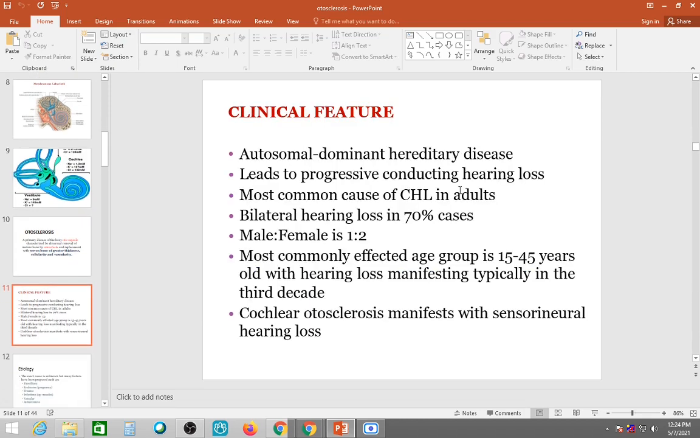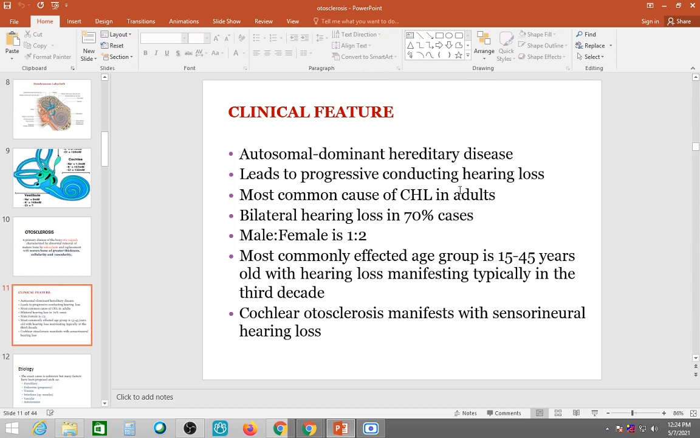Next slide, the clinical features. It is considered an autosomal dominant hereditary disease and leads to progressive conductive hearing loss. When persons come to the clinic, mainly this sign and symptom will be present. It is the most common cause of conductive hearing loss in adults. Bilateral hearing loss can also occur in 70% of cases, and the male to female ratio is 1:2.